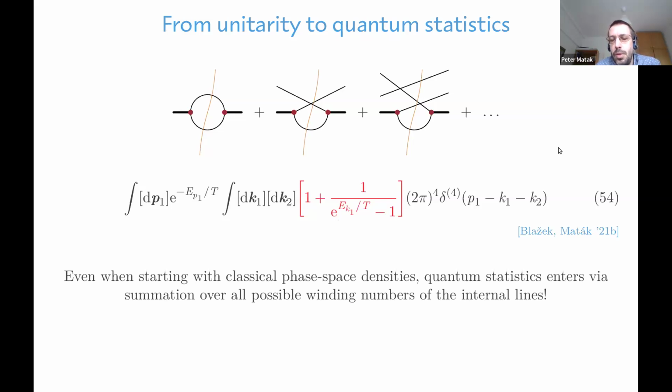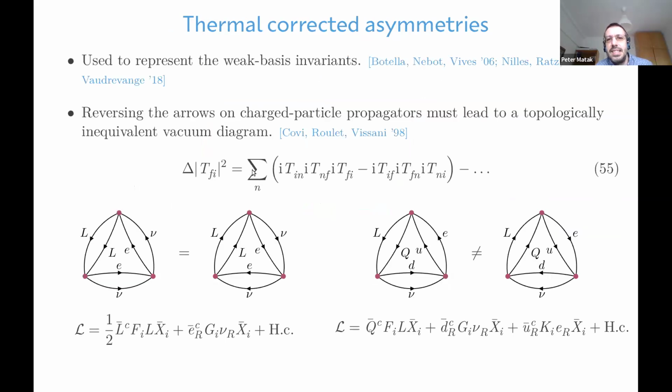And following the rule that you have to include all the forward scattering diagrams and count them, you will get the quantum statistical densities for the initial state as well, because you can sum over all the winding, you can draw the diagram on a cylindrical surface and sum over all the winding numbers of the initial state propagator, and you will get the Bose-Einstein density here instead of the Maxwell-Boltzmann. Okay, so that's nice. How it is related to the asymmetries.